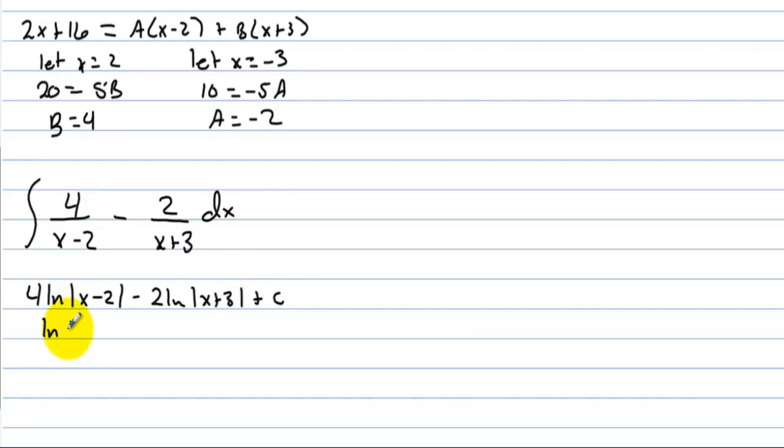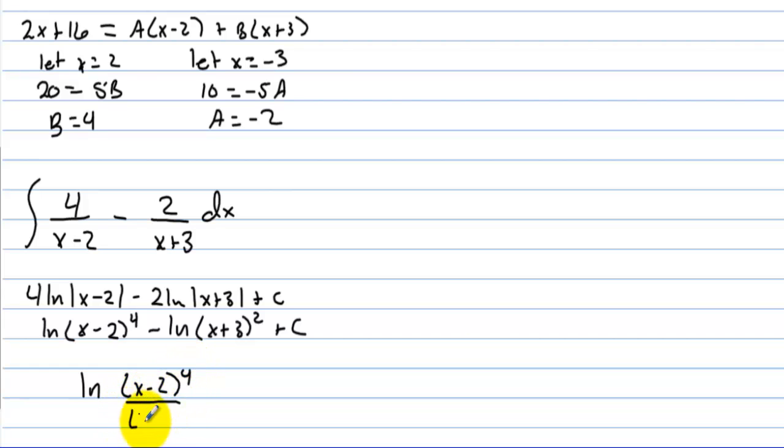Well, one of the properties says we can bring that 4 back up to an exponent. We don't need the absolute value now because anything to the fourth is going to be positive. And with this even exponent, we don't need the absolute value on this one either. And then plus C. Well, then we can combine these two natural logs with division. So here's our final answer. Natural log of x minus 2 to the fourth over x plus 3 squared and then plus C.